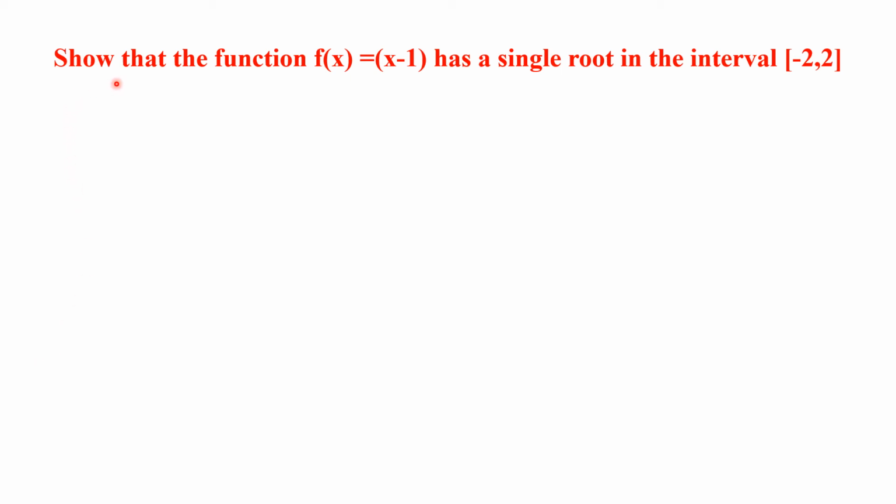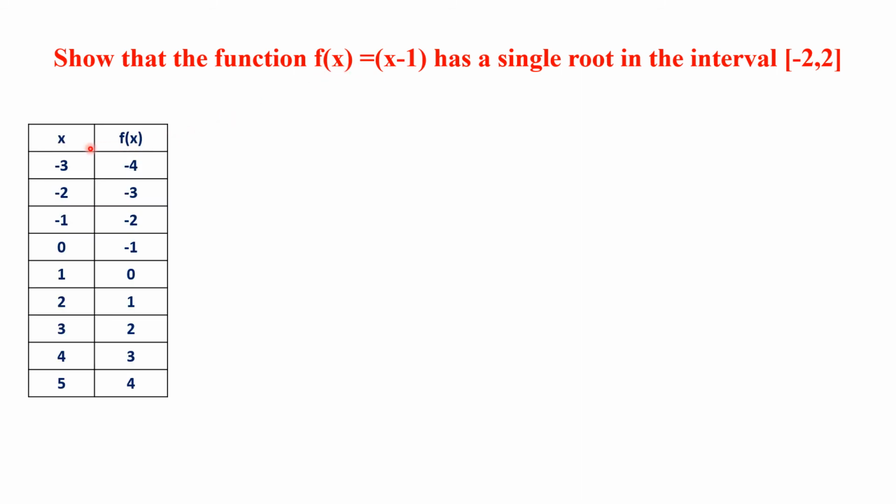Show that the function f of x equal to x minus 1 has a single root in the interval between -2 and 2. This is a closed interval between -2 and 2. To start with, let's build a table for this function, and this is the table, the x values and the function's values on the right.